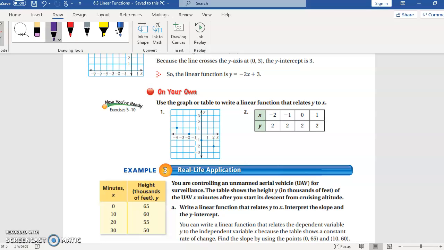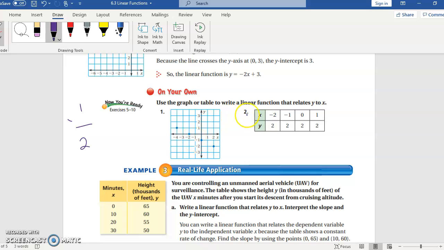It looks like it says use the graph or table to write a linear function that relates y to x. So if I look here, remember another way to find your slope is to take 2 points on a graph and you can find the distance between them. Remember, your movement up and down is your change in y, and your movement right to left is your change in x. So I'm going down 1, so that's a -1, and I'm going over 2. So my slope would be -1/2.